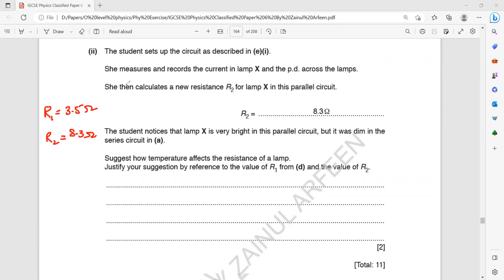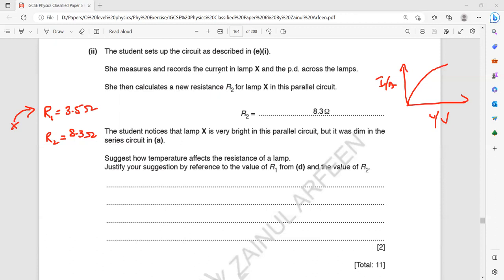In both cases it is the same lamp X, but when lamp X was connected in series, it had a resistance, because the resistance of a lamp changes as we use it for a longer period of time; current produces a heating effect. So resistance does not remain constant. It increases. And if you remember the IV graph for a filament, with current on the y-axis and voltage on the x-axis, the slope decreases, which shows that the resistance is increasing. This is the IV graph for a filament lamp.